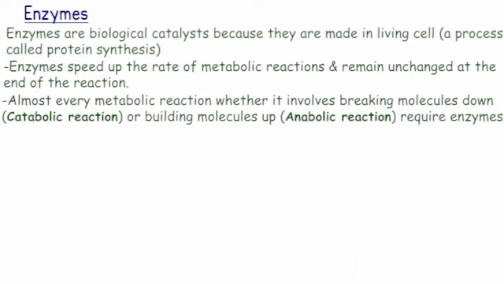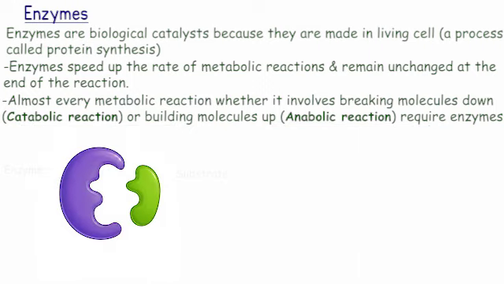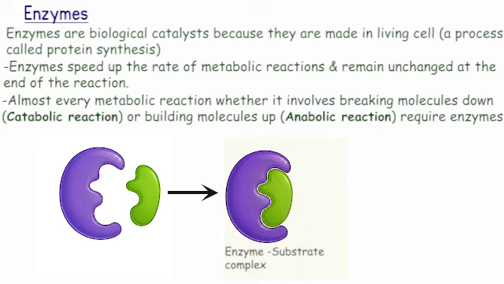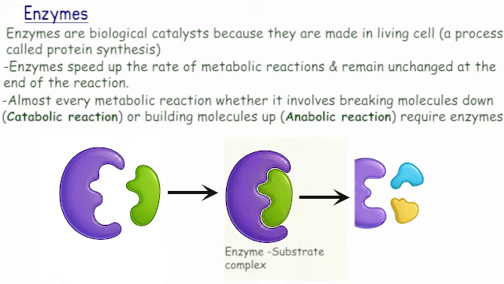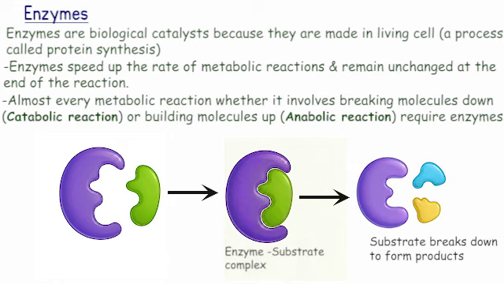So the activation energy is much lower when an enzyme is involved in a metabolic reaction. Now, the molecules on which enzymes work are called substrates, and these can be proteins, carbohydrates, and so many others. Now, an enzyme combines with its substrate to form a short-lived enzyme substrate complex. Once this reaction occurs, the substrate breaks down into products, and the enzyme remains unchanged and is free to interact again with more substrates.